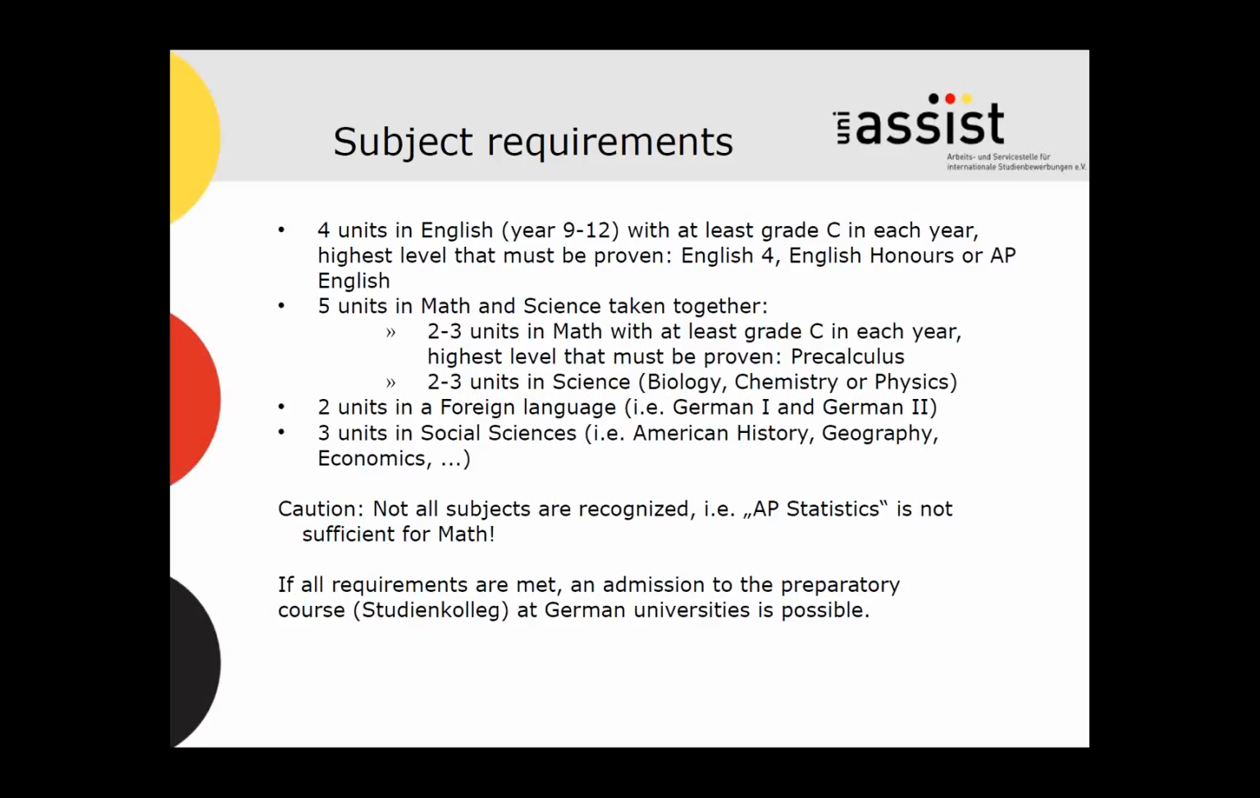If you meet all of these requirements mentioned above, also with the CGPA, then you can apply for the preparatory course, the so-called Studienkolleg, and after 1 year of these courses, direct admission is possible.